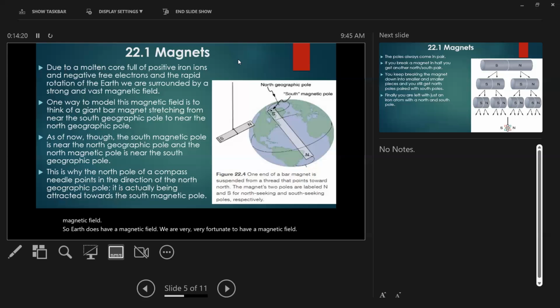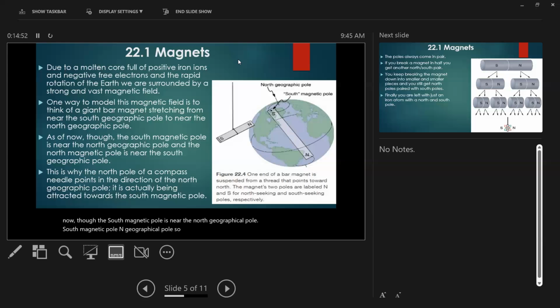Due to the molten core full of positive ions and negative free electrons and the rapid rotation of the Earth, we are surrounded by a strong and vast magnetic field. One way to model this magnetic field is to think of a giant bar magnet stretching from near the south geographical pole to near the north geographical pole. As of now, though, the south magnetic pole is near the north geographical pole. South magnetic pole, north geographical pole.